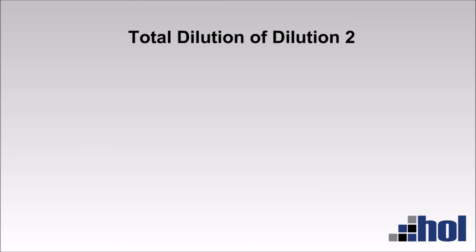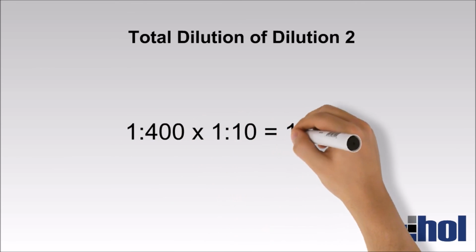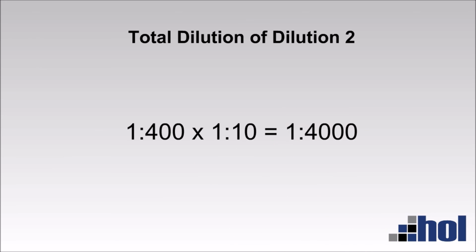Lastly, calculate the total dilution of dilution 2 by multiplying the first and second series dilutions. Complete the remainder of data table 1 following this example.